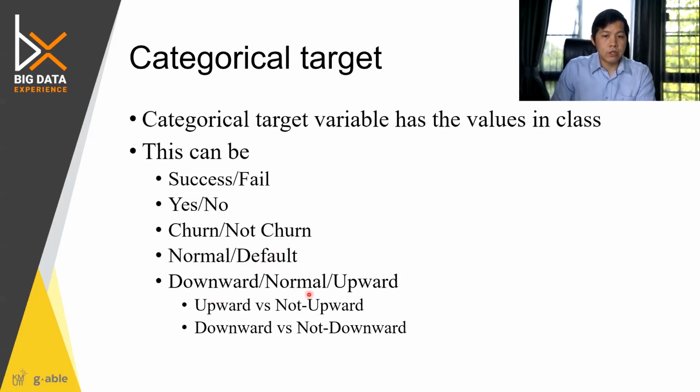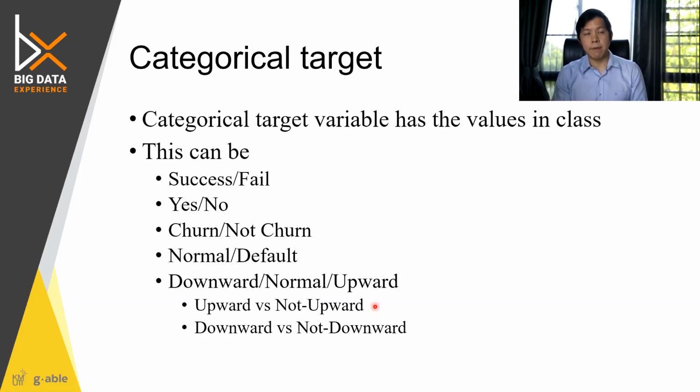Or you can try to predict the trends, whether the trends of the data would go upward, downward, or stay normal. In that sense, since there are multiple categories, multiple targets, there are three classes, right? Downward, stay the same, and upward. Then you can create comparison systems. Instead of having three classes, you can have two classes, upward or not upward, or downward or not downward. And then you can create a comparison between them.